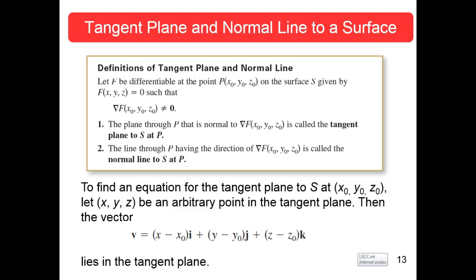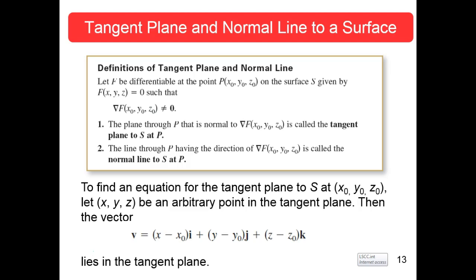As long as that's the case, then the plane through this point P that is normal to the gradient vector, meaning perpendicular to that gradient vector, is called the tangent plane to the surface S at the point P. The line through P having the direction of del F, which is the gradient of F at x0, y0, z0, is called the normal line to S at the point P. Now, there's two of them, one going out and one going in, okay?